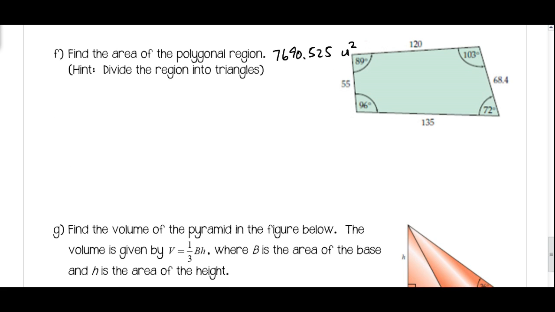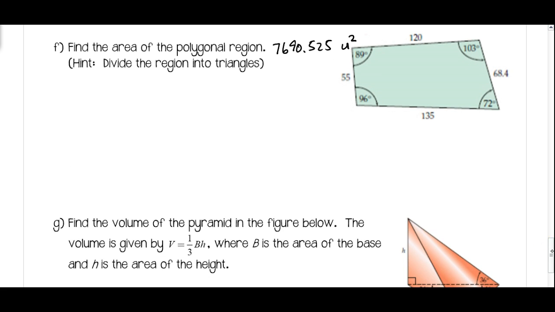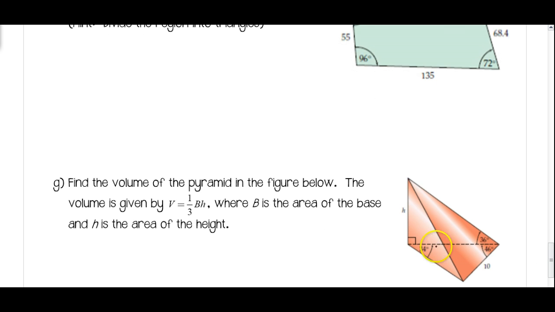And for part G, again, this one involves a little bit of work. You're going to be working with this bottom triangle first. I would recommend finding this side here. And then you're going to work with this triangle in the back there to find the height. And for the volume, I ended up with 270.149 units squared.